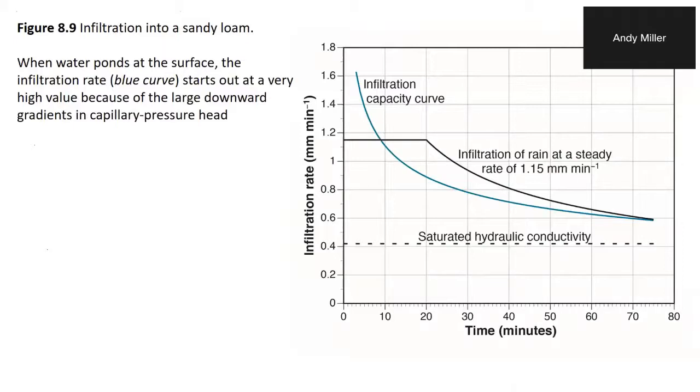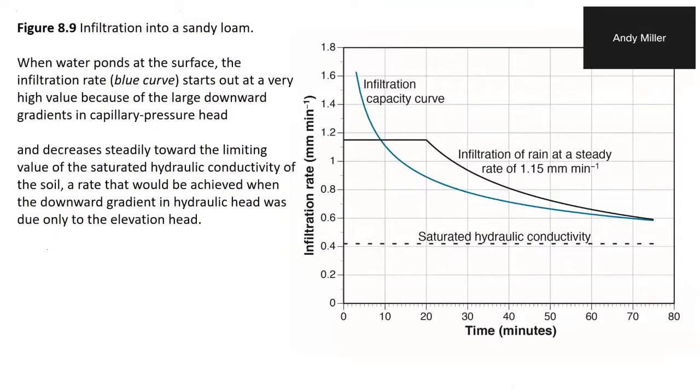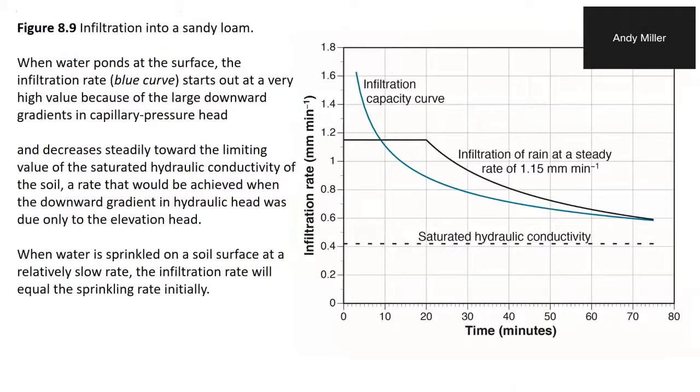So when water ponds at the surface, the infiltration rate, this is for the blue curve, starts out at a very high value because of the large downward gradients in capillary pressure head. We just demonstrated that mathematically. And it decreases steadily toward the limiting value of saturated hydraulic conductivity. You can see that on the figure. And when water is sprinkled on a soil surface, but here's what's different. Suppose you sprinkle water on a soil surface at a slow rate that does not exceed the initial infiltration capacity.